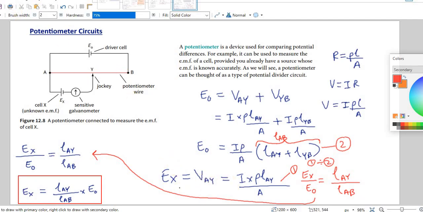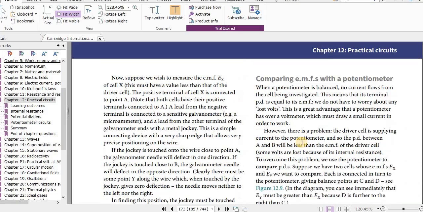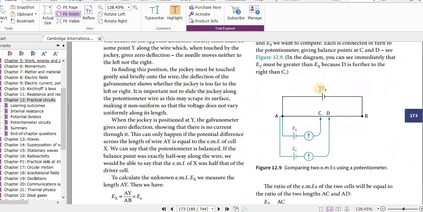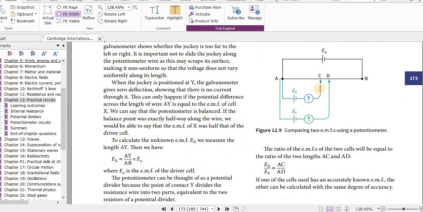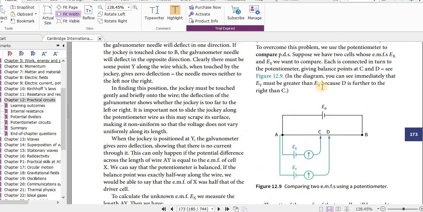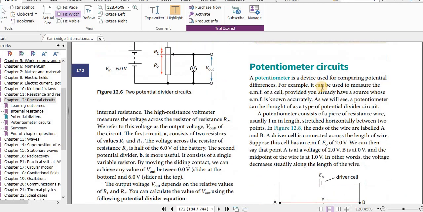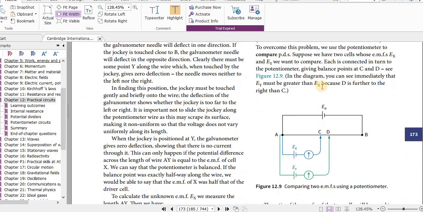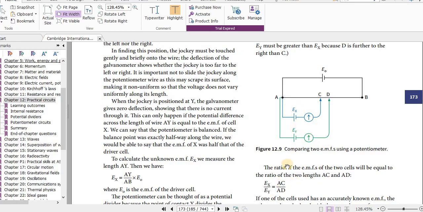Okay, next we will see how we can compare EMFs with a potentiometer. Again, that is also very simple. You can again use ratio and proportion like what I explained previously. So here you can see, so very simple, EX, the potential difference or the EMF of this, EX divided by EY. So see, part over whole, EX divided by EY.